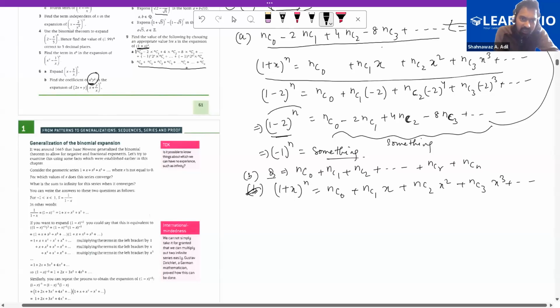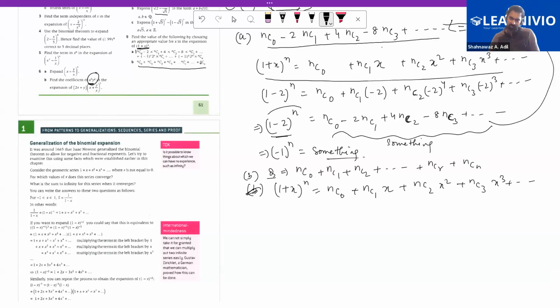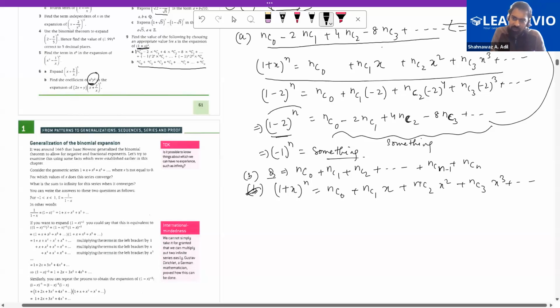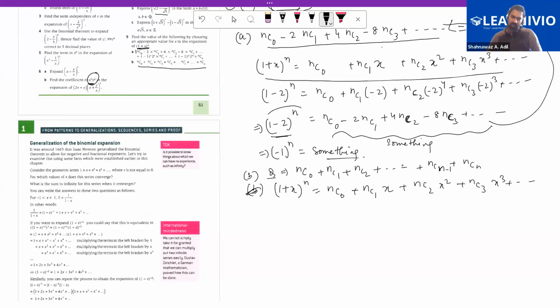What is this thing? nCr. Okay, whatever. So what should be this thing? So this should be n minus 1, right? In the middle we have some nCr. So how can you get the above part with this lower part? That is the question.